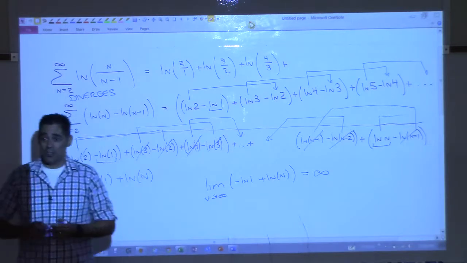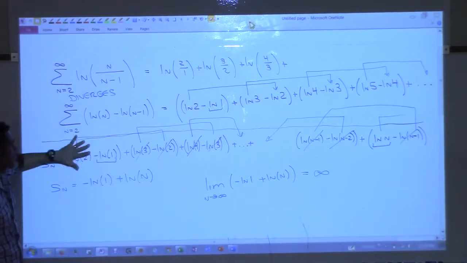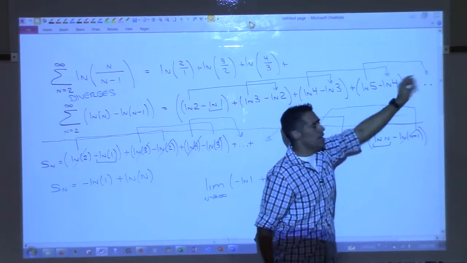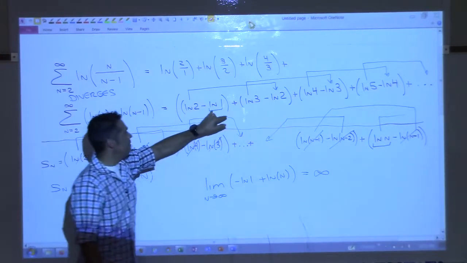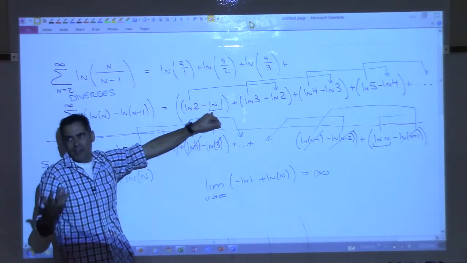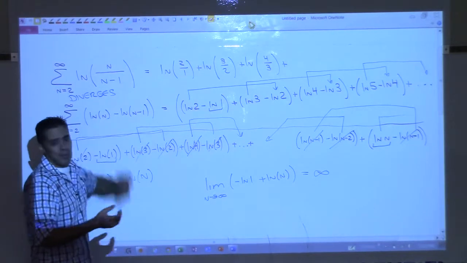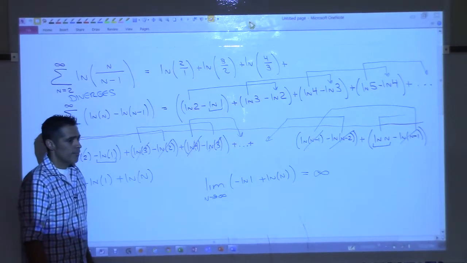Do you see the danger now? If you had just done this step and never looked at that stuff at the end, you would have told me the answer is what? Negative 0, or 0. Natural log of 1 is 0. So you would have said this thing adds up to be 0. That would have been wrong.